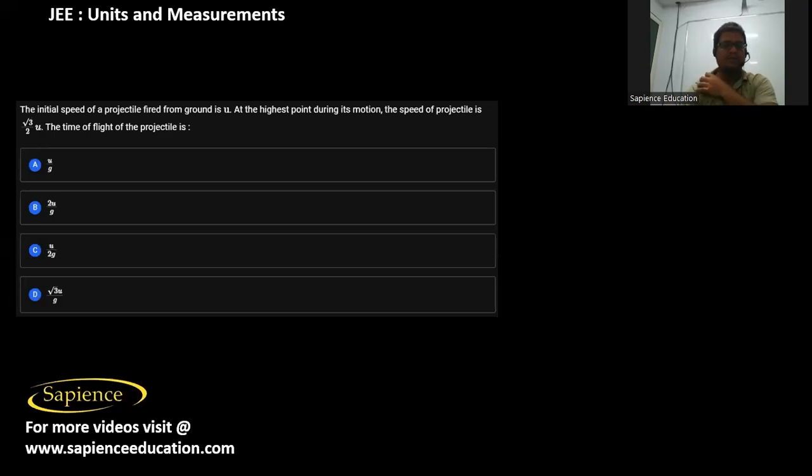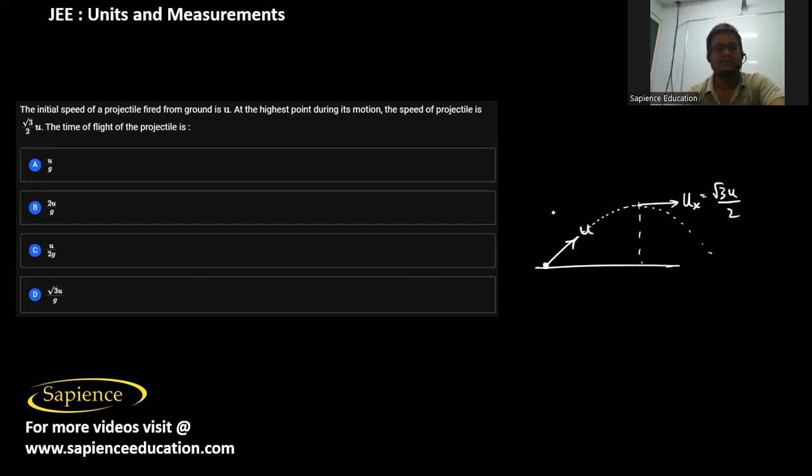And here it is told the initial speed of a projectile fired from ground is u. Then at the highest point during its motion, the speed of the projectile is root 3 u by 2. So it means at the highest point, as we know, it will have only the x component, which is root 3 u by 2. Then the time of flight of the projectile is, as you know, equal to 2u sine theta by g.